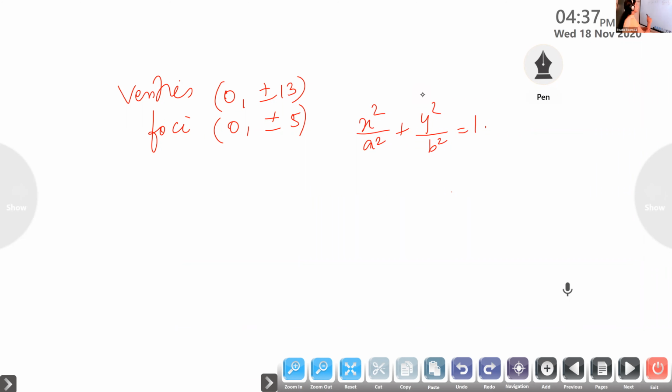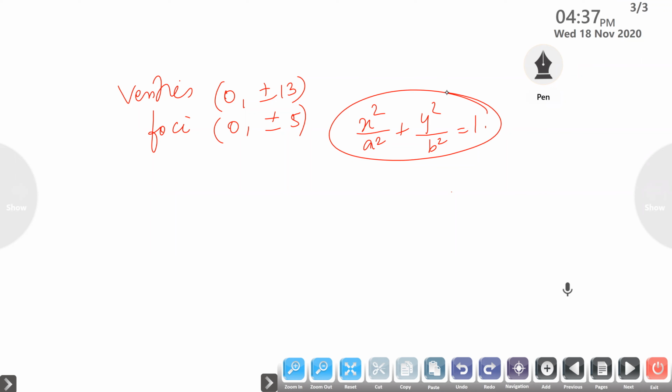Michael, can you answer this? What about the major axis? Major axis is y. Then what about this equation? Is it correct? If y-axis is the major axis, what is the equation you will get?